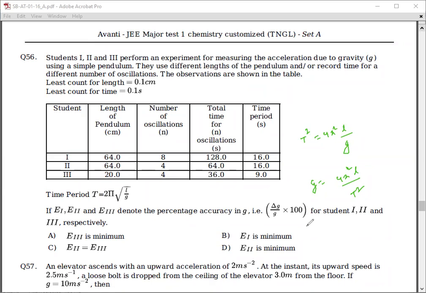Okay. Now, then what is delta G by G? Delta G by G is equal to what? Tell me, delta L by L plus 2 delta T by T. Agree? Raise a hand. Agree? Yes or no? Agree यहाँ पे?